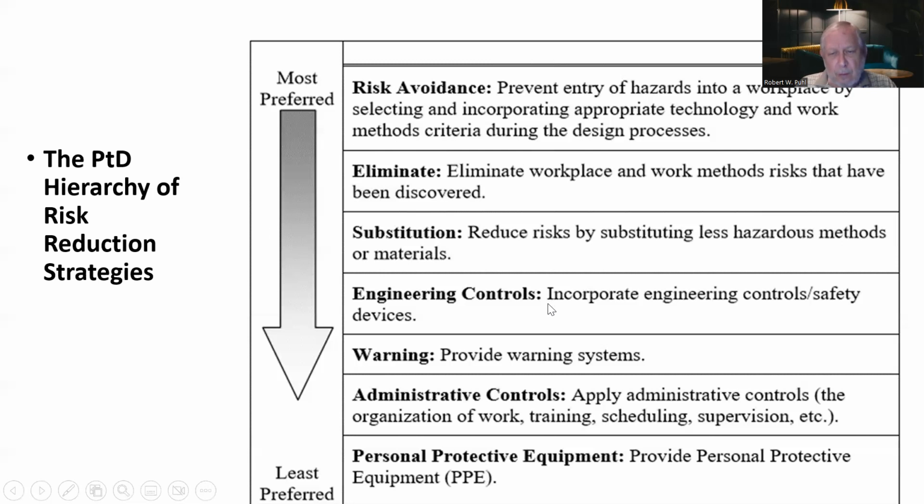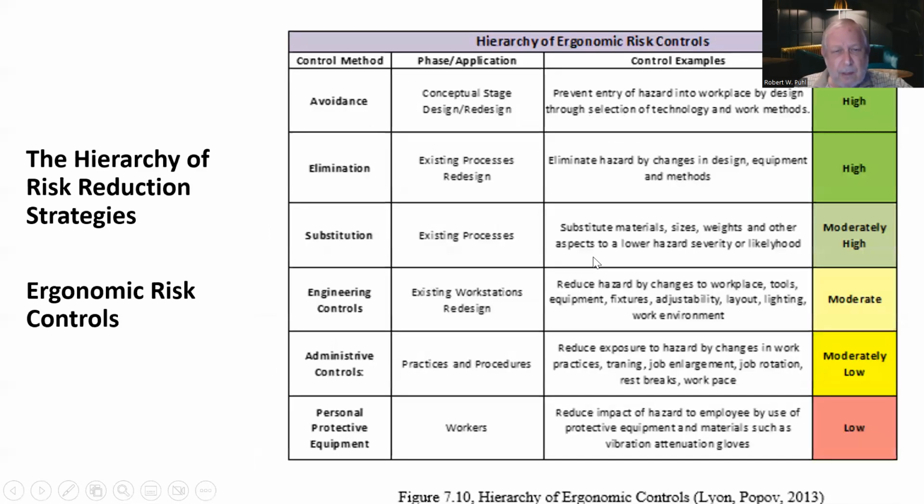Substitution, engineering controls, warnings. Here's the other, they throw warnings in there. Administrative controls, PPE. So it's not a big difference. They have risk avoidance and warnings in there, and that's not a significant change. And this is a hierarchy of ergonomic risk controls. Again, you have avoidance, elimination, substitution, engineering, administrative, and PPE. So again, it's not any big difference. They threw effectiveness over here instead of the shaded arrow coming down on the other side.